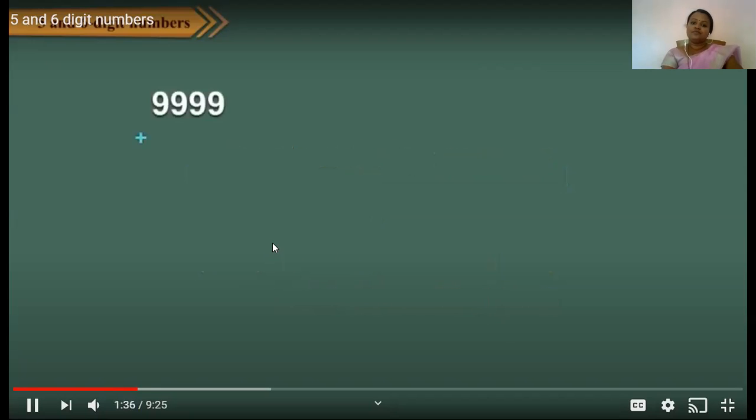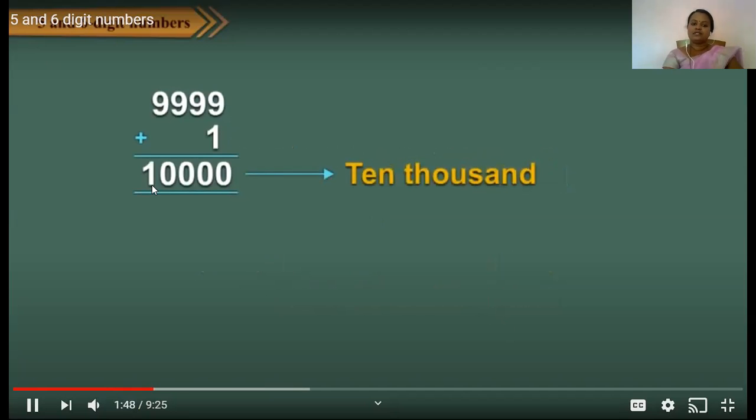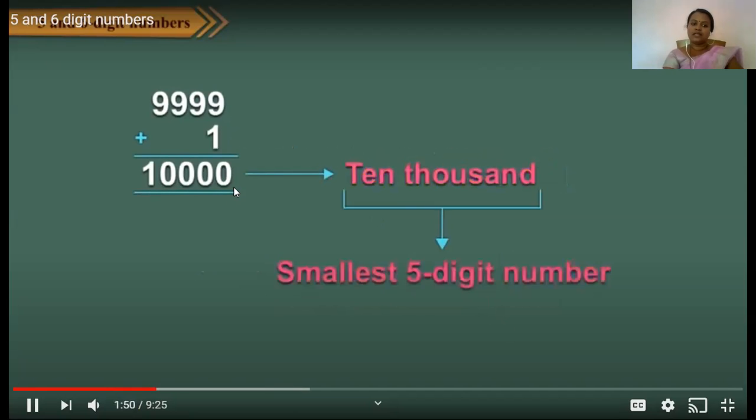So further, if we continue, 9,999 plus 1, what would be the result? Yes, it would be 10,000. This is called 10,000, which forms the smallest 5-digit number. Amazing, right? You will see that the 1 has its place value in the 10,000s place.